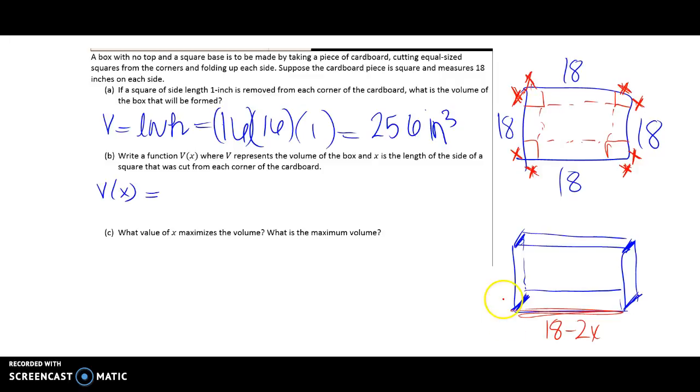The width is additionally going to be represented as 18 minus 2x because all we know, hold on baby, I'll get you one, is that we're removing an x from each side. The big kicker here is that this value right here is not 1 inch anymore. Now we just note that with an x. So the volume, which is still length times width times height, is 18 minus 2x, 18 minus 2x, and another x.